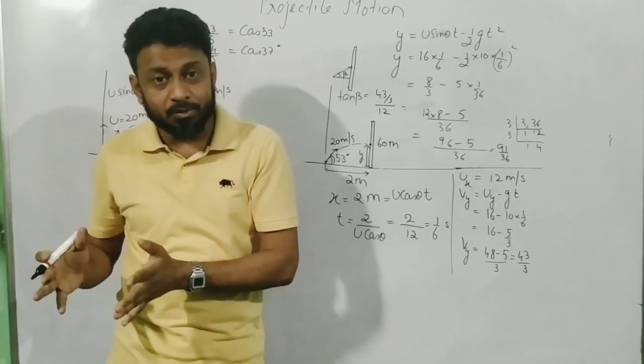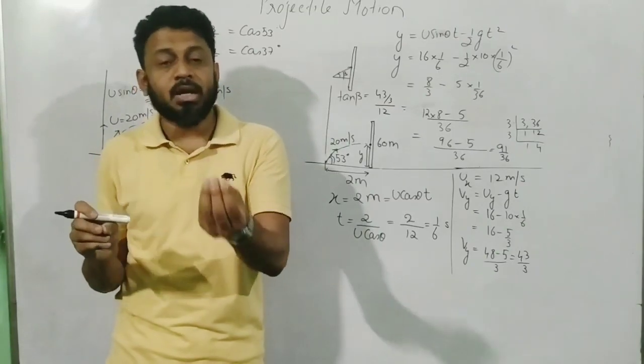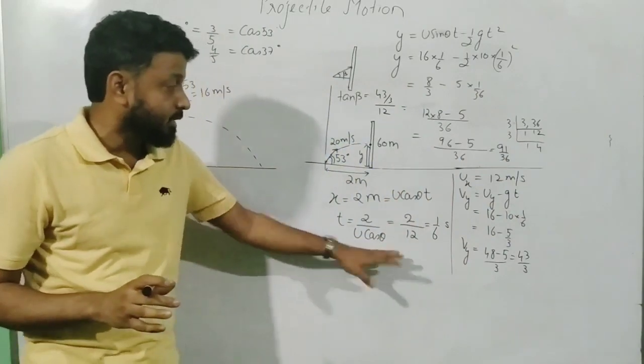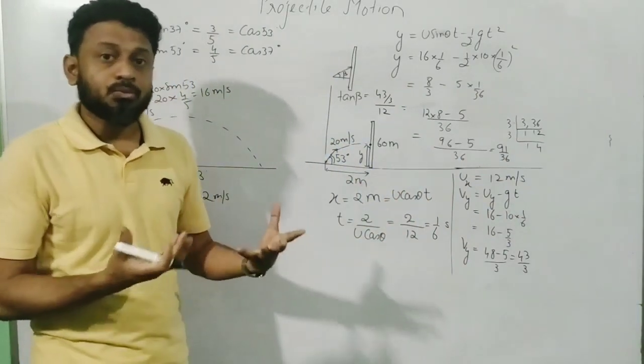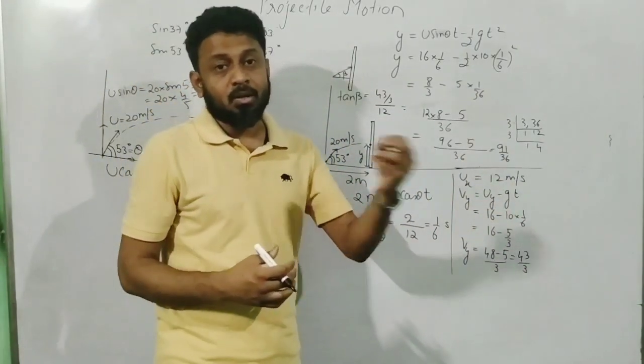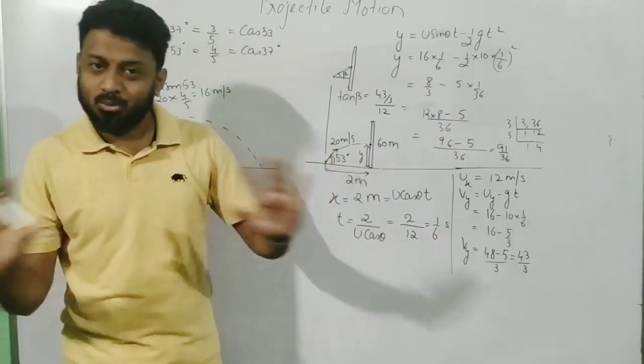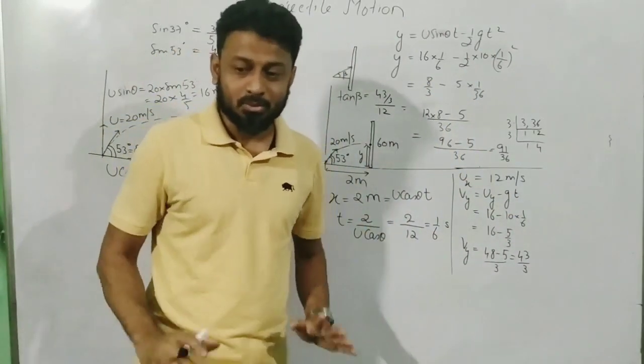Sometimes x will be given to you: use the x equation to find that time and use that time to find the y. What we did here is, x was given to us, we used the x to find the time, and then we used that time to find the y. Time has no x and y component. Time is time, okay?